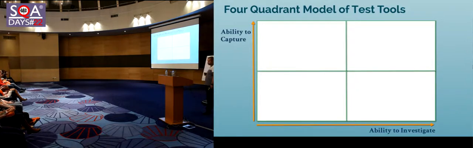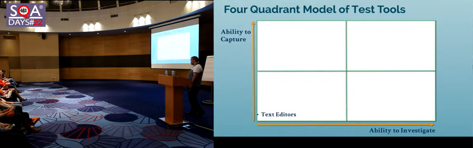So speaking about tools, let's perform something which is called a 4-quadrant model. Basically, you take your entire universe and you divide it into 4 squares. And on that vertical axis, we have the ability to capture of some tool. And on that horizontal axis, we have the ability to investigate. And now let's put the tools we use every day. So somewhere here are text editors.